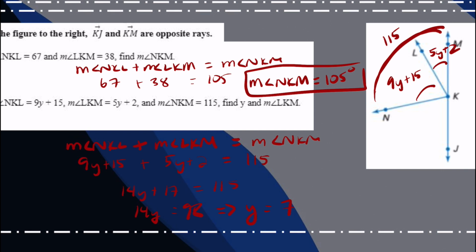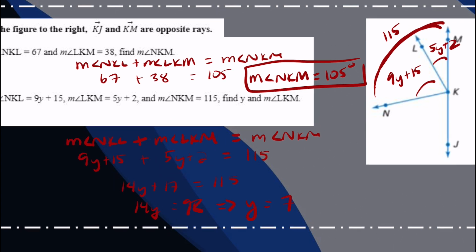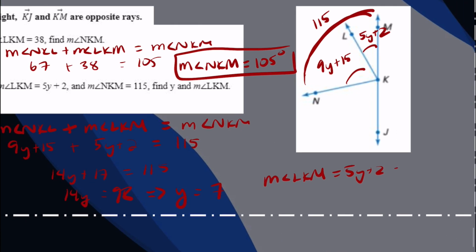So where's LKM? We know that measure angle LKM is 5y plus 2, right? If I know that y is equal to 7, then what do I do with this? Well, I'm going to replace this y with that 7. So I have measure angle LKM, which is equal to 5y plus 2. Then I replace this y with 7. So I have 5 times 7 plus 2. If I put that in the calculator or do the math in my head, I get 37 degrees. That's my answer. Okay?